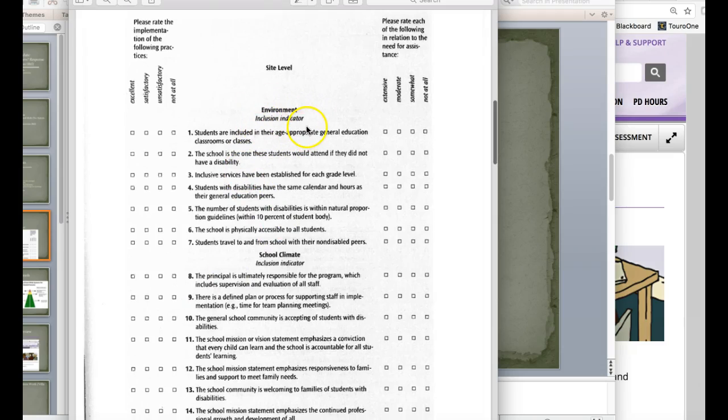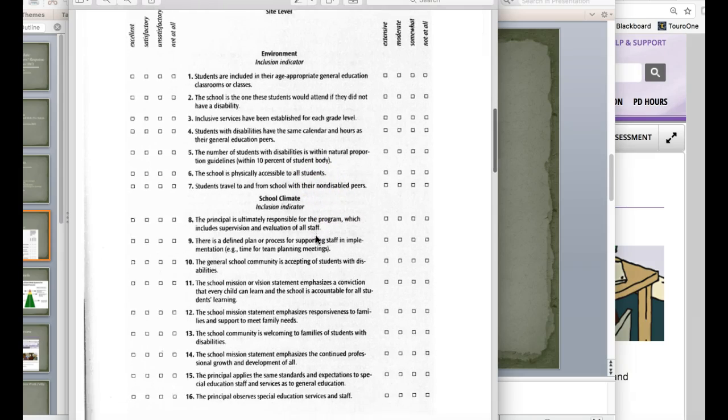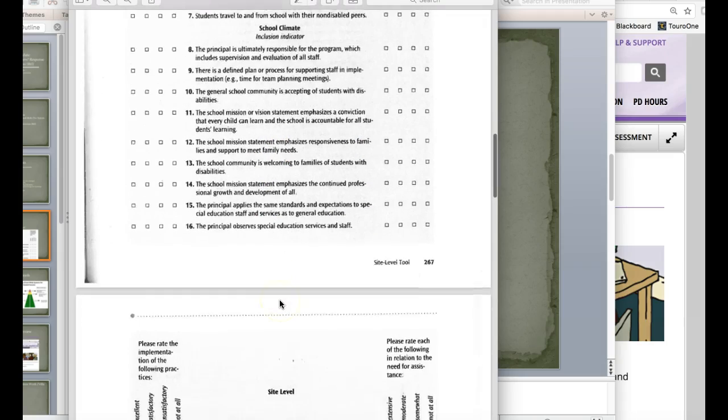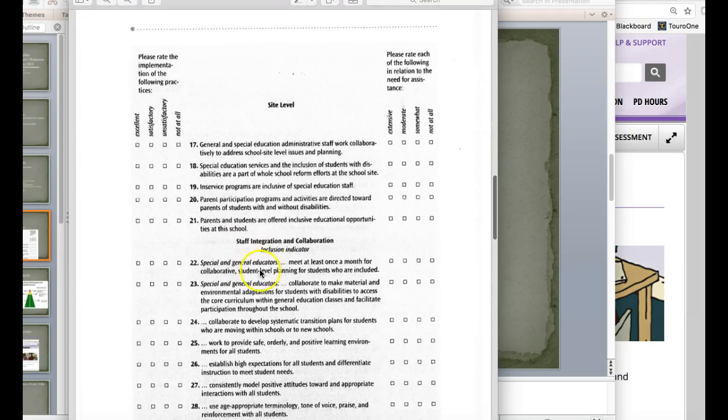So like I said, the first one, inclusion indicator, is environment. Then it goes into school climate. School climate is really how the people work together. So the principal is ultimately responsible for the program, which includes supervision and evaluation of all staff. The general school community is accepting of students with disabilities. So you just rate both sides, and then we have the next one, which is staff integration and collaboration. So special and general educators meet at least once a month for collaborative student level planning for students who are included.